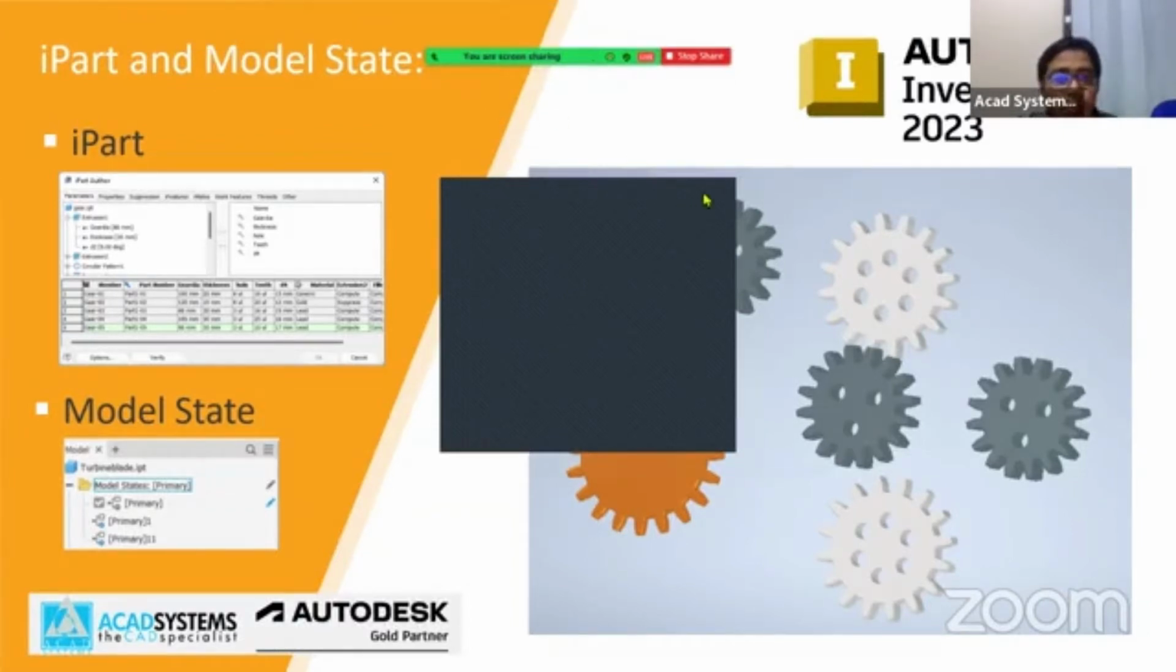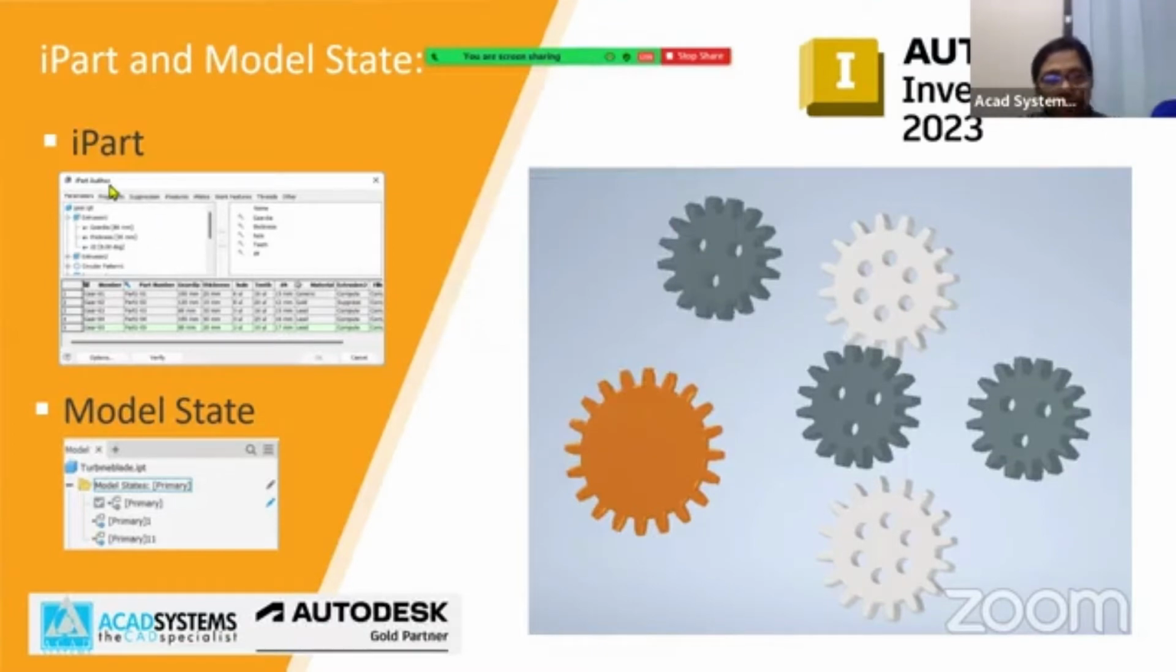Right. So basically, there are two things: the iPart and the model states, which allow you to create multiple versions of the part files. With iParts you can create multiple different shapes using this iPart table over here, while the model state is basically the replacement for the level of details.